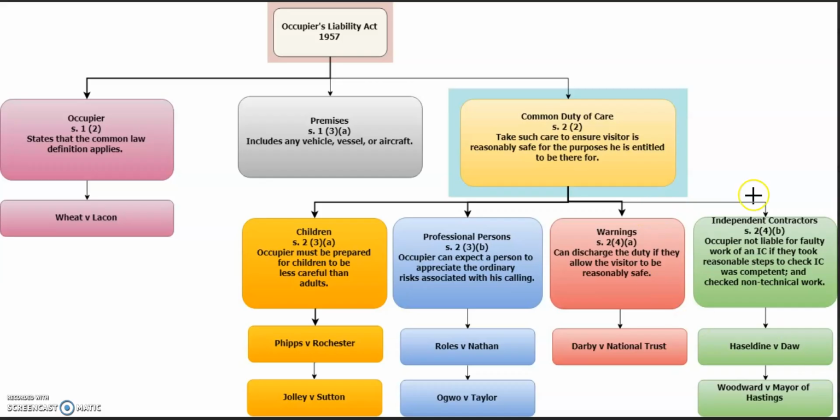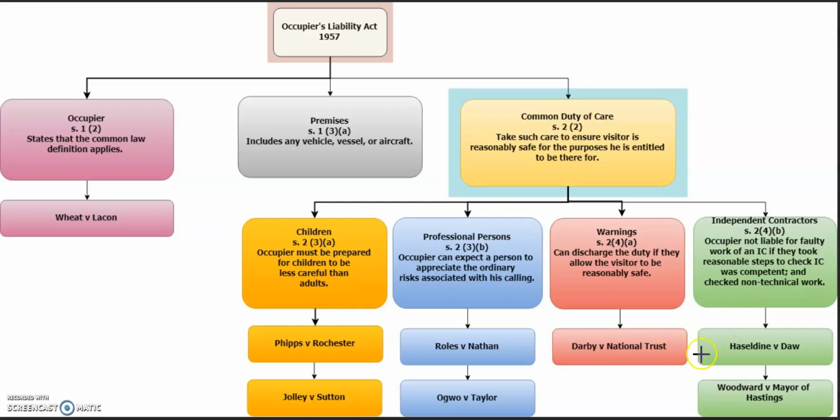And let's just look at the last situation here, dangers arising from actions which are undertaken by independent contractors under section 2.4b. And this provision says that an occupier is not liable for dangers created by independent contractors if the occupier acted reasonably in all the circumstances in entrusting the work to the independent contractor, and they took reasonable steps to satisfy himself that the work was carried out properly and the contractor was competent.